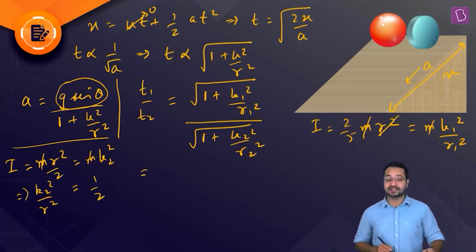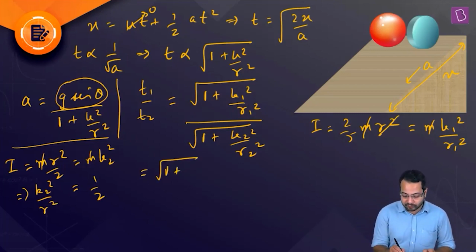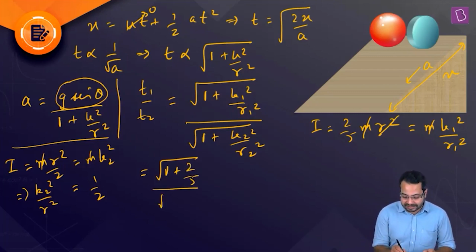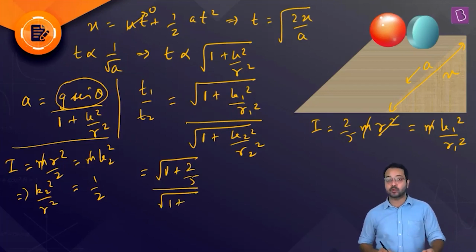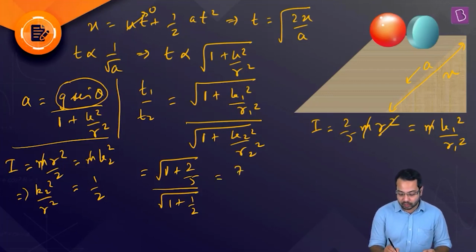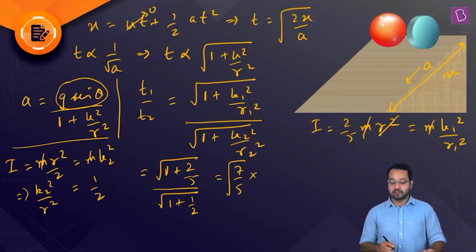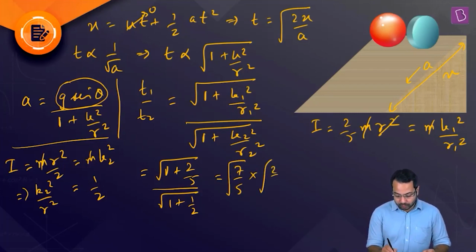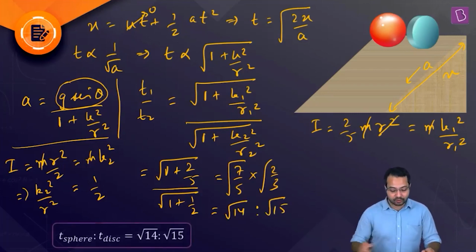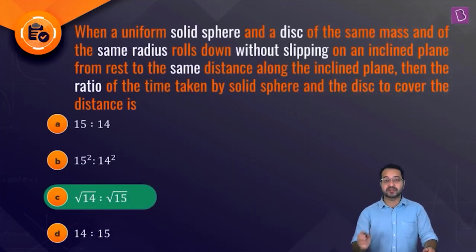Now all I have to do is substitute. So this becomes under root of 1 plus k1 square upon r1 square, which is 2 by 5, and then under root of 1 plus k2 square upon r2 square, which is half. So this is going to be under root of 7 by 5 multiplied by under root of 2 upon 3, and finally I'm going to get under root of 14 is to under root of 15, and that is going to be my answer. Alright, let's have a look at the options. So option C is going to be the right option.